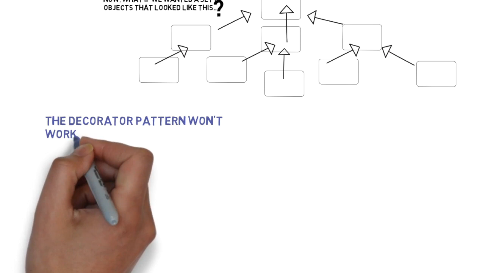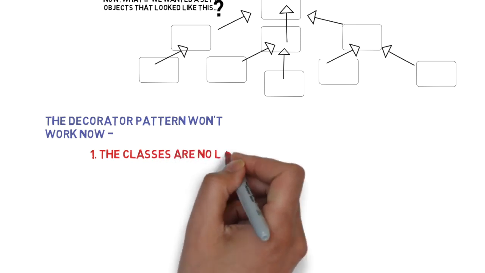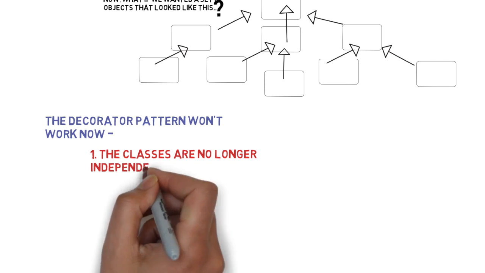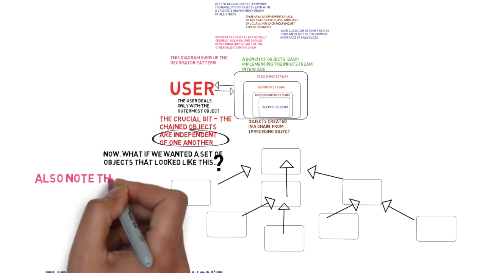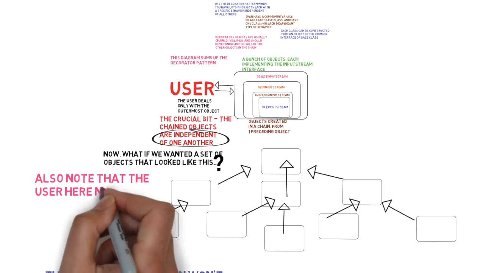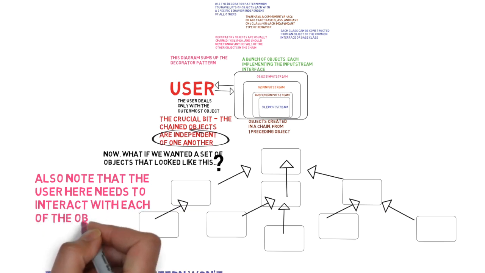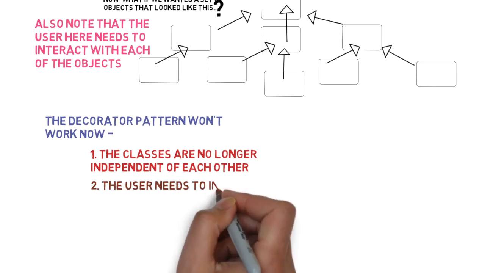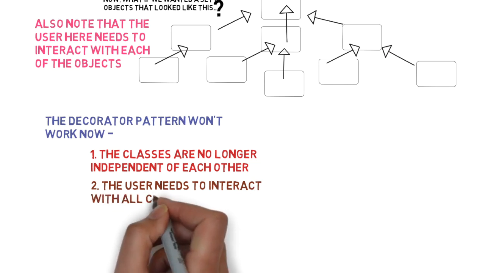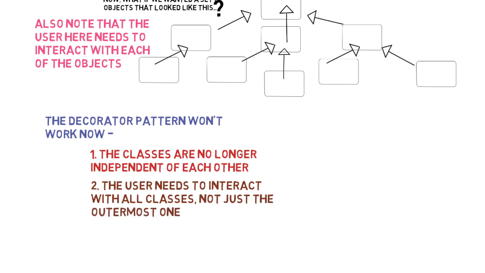Firstly, the classes themselves are no longer independent of each other. If you look at them, there is a clear inheritance and there's a clear dependence on one another. Also, the user no longer can work with just one of the objects here. The user needs to interact with every one of them. Also, the user needs to interact with the entire object set as a whole. The user needs to interact with all classes, not just the outer one. The user needs to deal with each class independently, and also, the user needs to deal with all classes together as one whole.